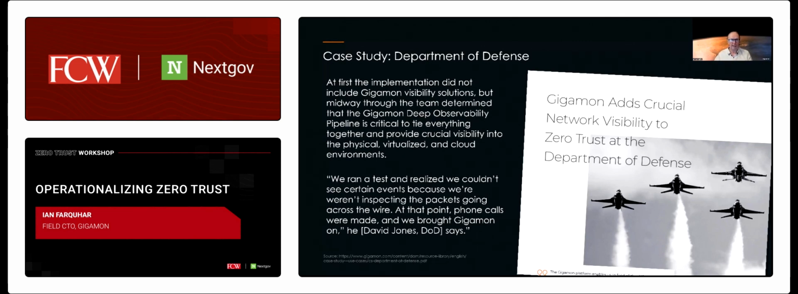GigaVUE was brought in. We added the ability to see all network deep observability, essentially, and the red team was brought in again. They were spotted and defeated. Deep observability made it successful, and that is a key point that I would like to make to you. You really should be looking at this for your ZTA infrastructure.